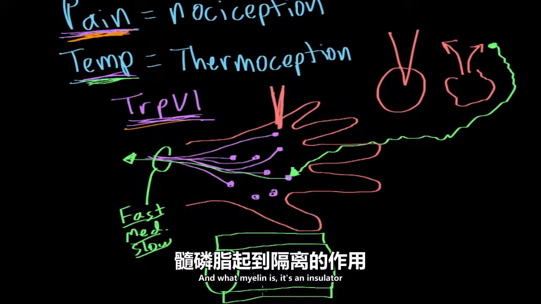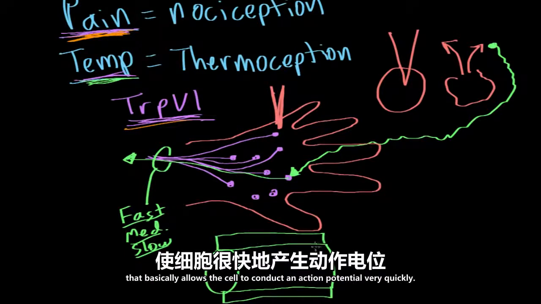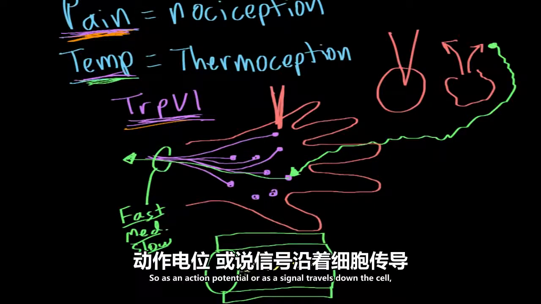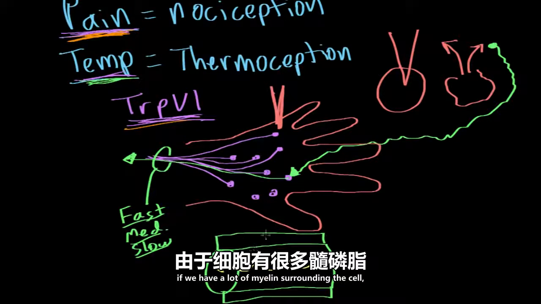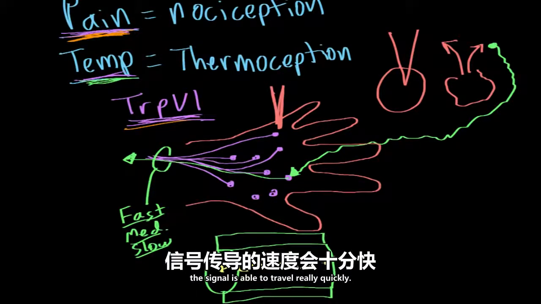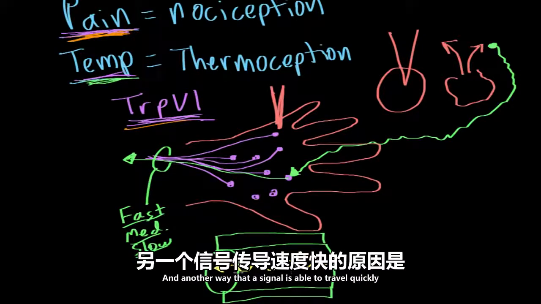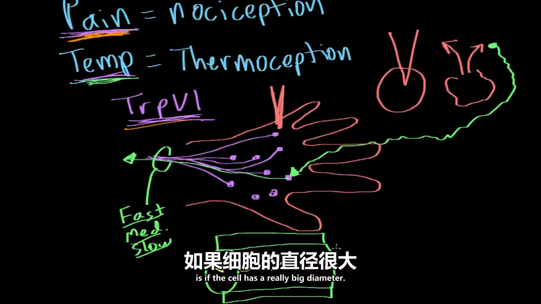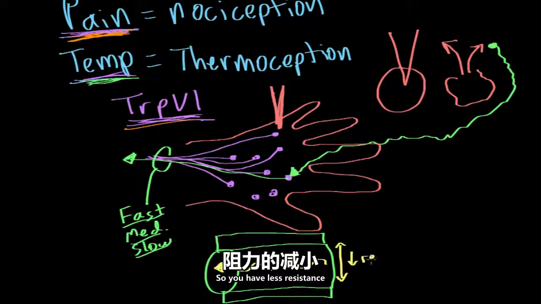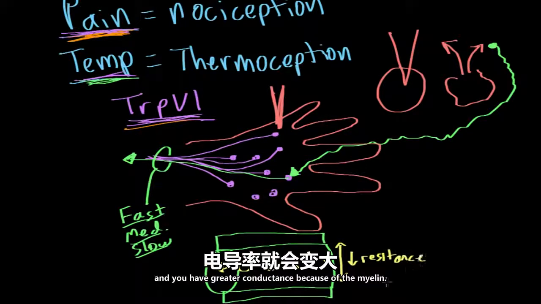And what myelin is, it's an insulator that basically allows the cell to conduct an action potential very quickly. So as an action potential, or as a signal travels down the cell, if we have a lot of myelin surrounding the cell, the signal is able to travel really quickly. And another way that a signal is able to travel quickly is if the cell has a really big diameter. So a big diameter lowers the resistance. So you have less resistance and you have greater conductance because of the myelin.